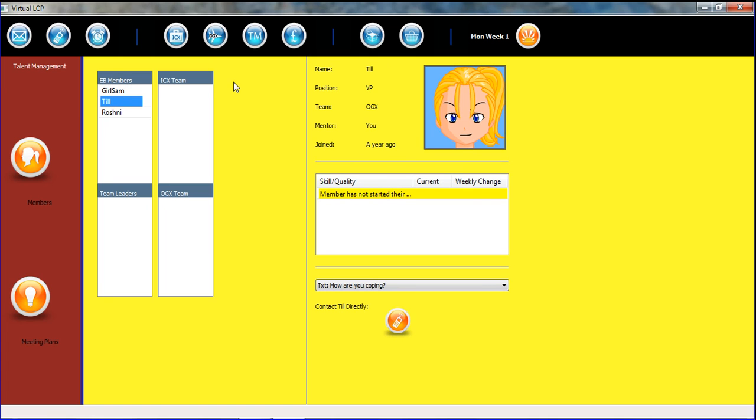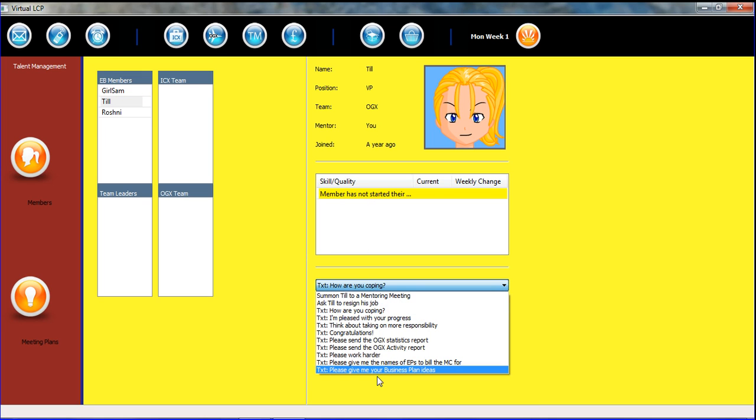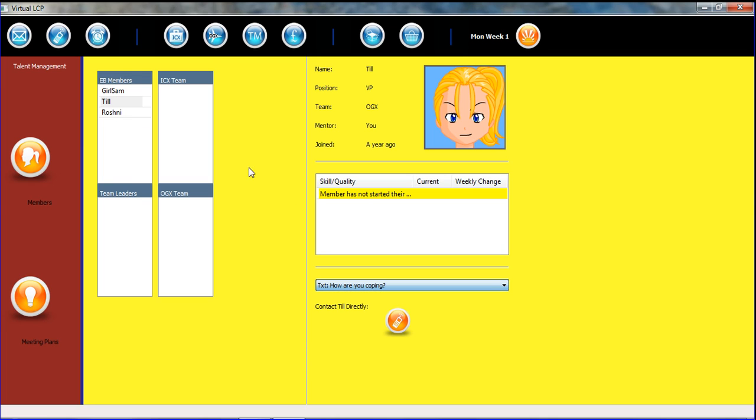OGX, we have Till with his ponytail, so he's our vice president for OGX, and again we need to summon him to a mentor meeting. And lastly we have Roshni for TM.